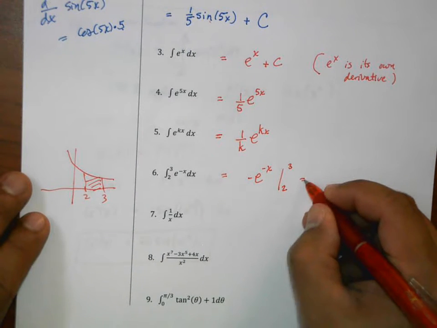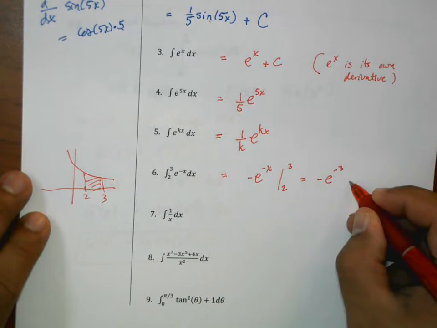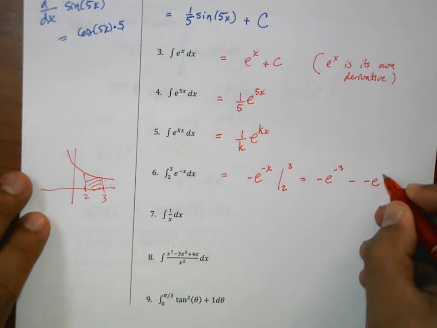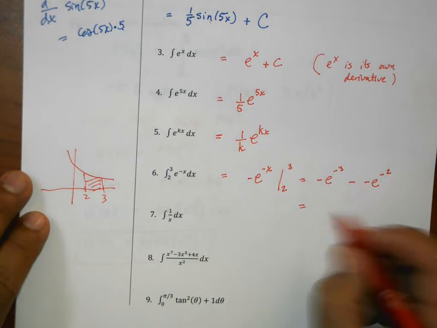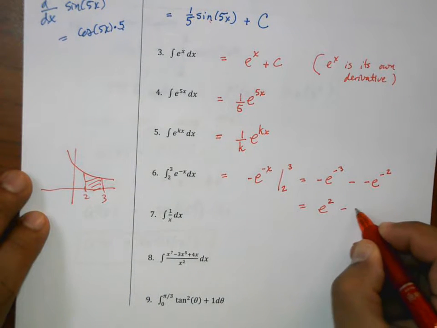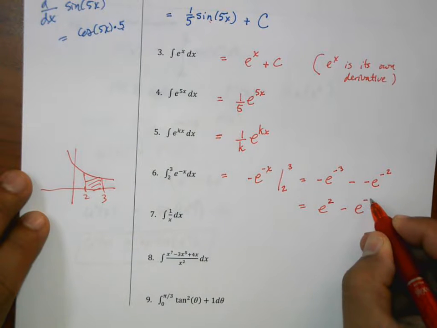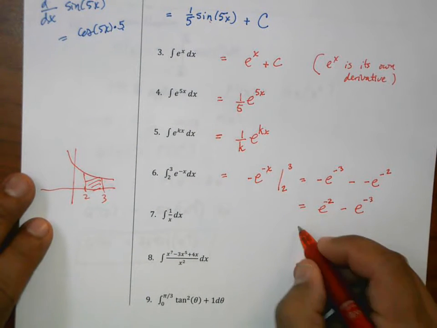Okay. So this will become a negative e to the negative third minus negative e to the negative second, which will become e to the negative second minus e to the negative third. This should be the negative second and negative third.